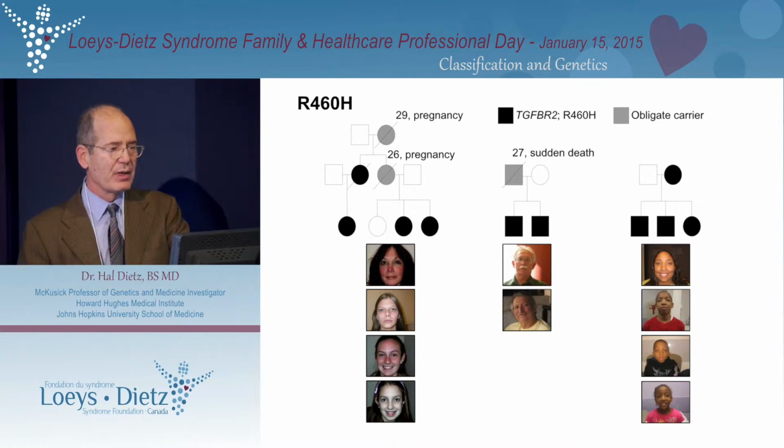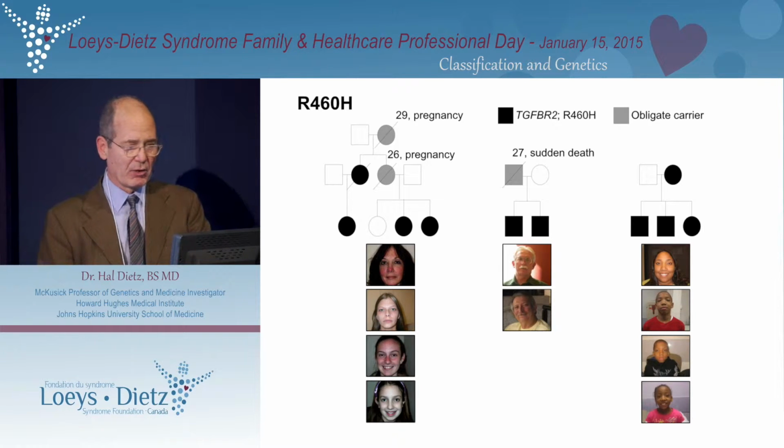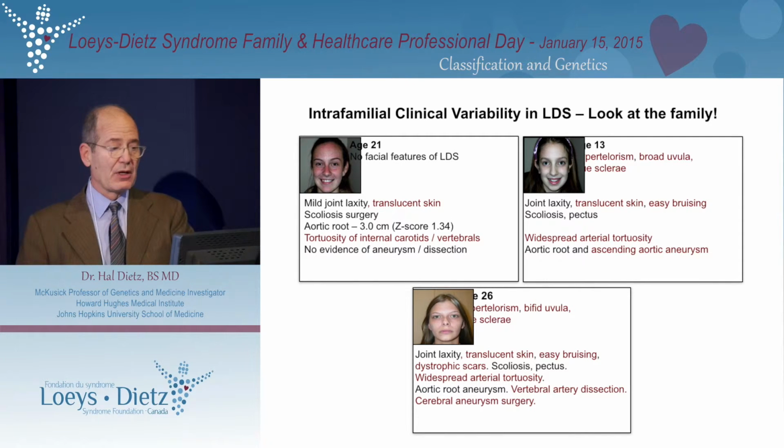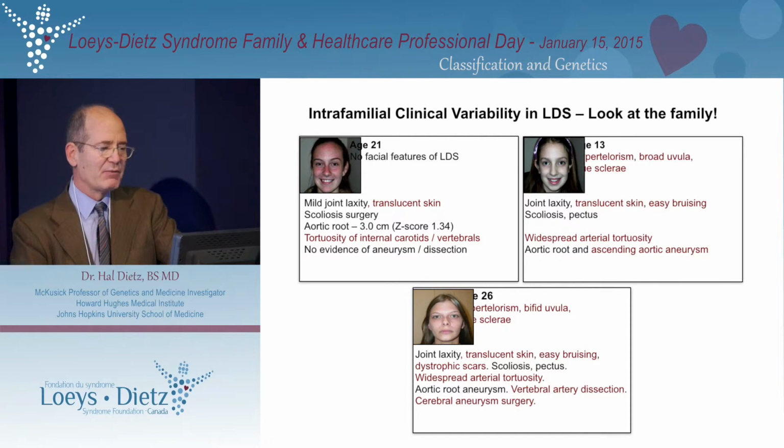Now, here's one case study. It's a mutation in the TGF-BR2 gene. Here are 3 families that are segregating this mutation that had been reported as a mutation that causes isolated familial thoracic aortic aneurysm. So in the first family, the woman shown all the way up on the left really had very, very subtle findings of Loeys-Dietz syndrome, mild translucent skin, a little bit of joint laxity, a normal aortic root when last evaluated, and again, perhaps minimal tortuosity of her carotids and vertebrals.